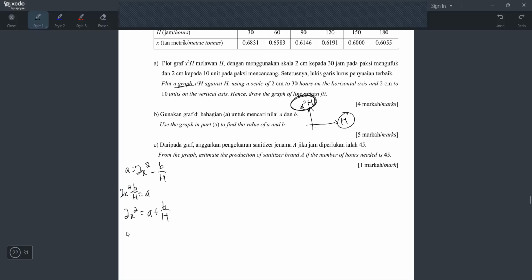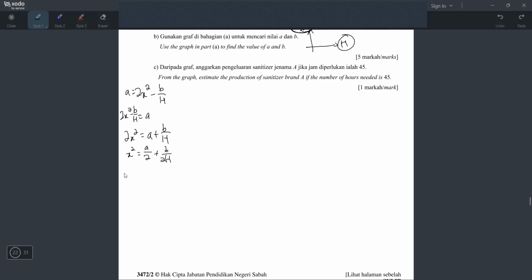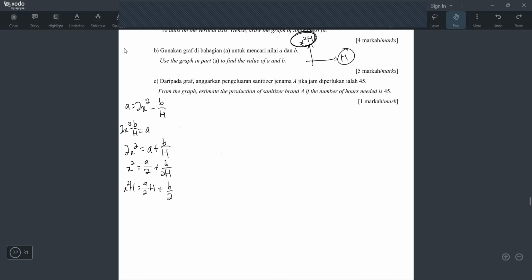And then the 2 also I don't want. So just divide 2, divide 2, divide 2. So it'll be a over 2. This one will be b over 2h. But it's still not the same as the y-axis, because the y-axis is x square h. So everything times h. Everything times h, then it's the same. So it becomes x square h. This one times h, it will be a over 2h. And then this one times h will be b over 2. And as you can see, my equation is now equal to the y-axis. x square h, x square h.